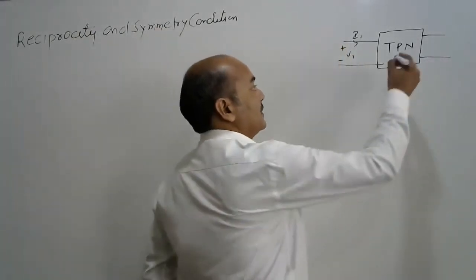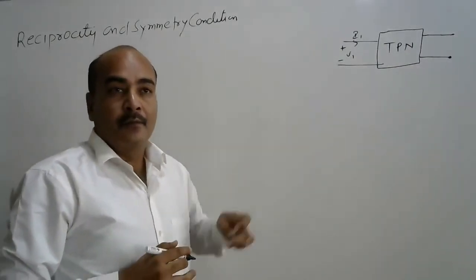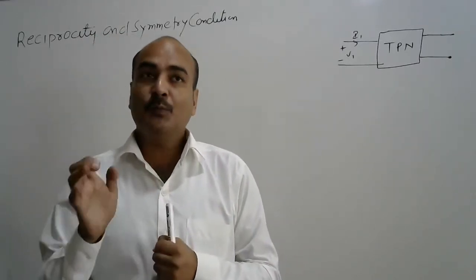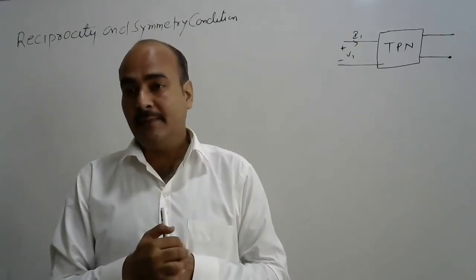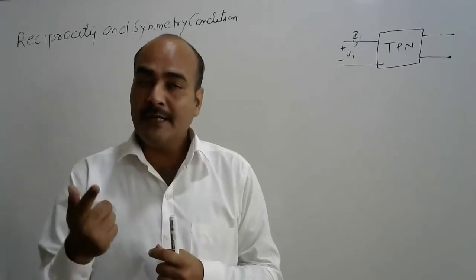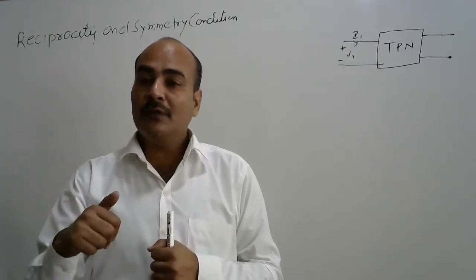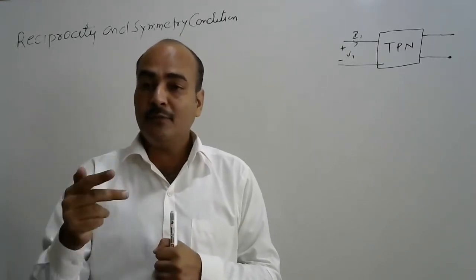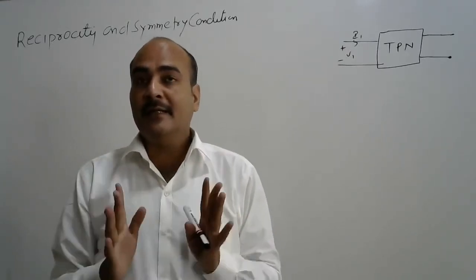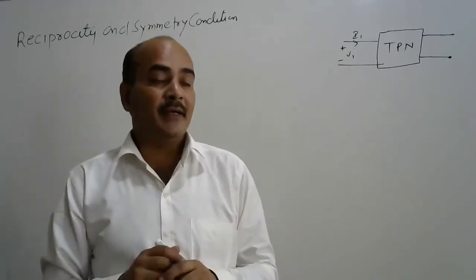In the symmetry condition, we find the input port impedance with the output terminal open circuit. That is, if the ratio V1 to I1 with I2 equal to 0 equals the output port open circuit impedance, V2 by I2 with I1 equal to 0, then the network is said to be a symmetrical network, and this condition is known as the symmetry condition.